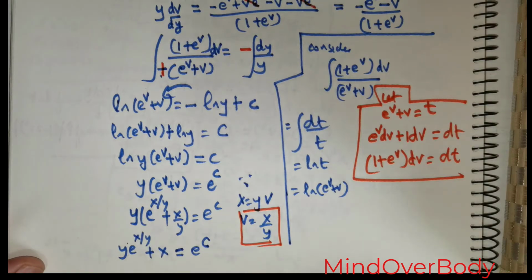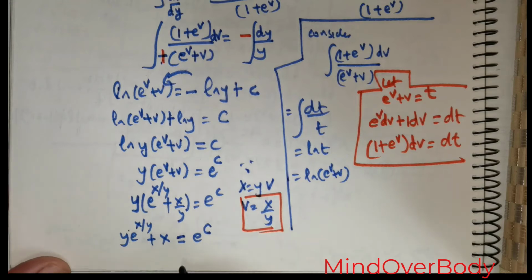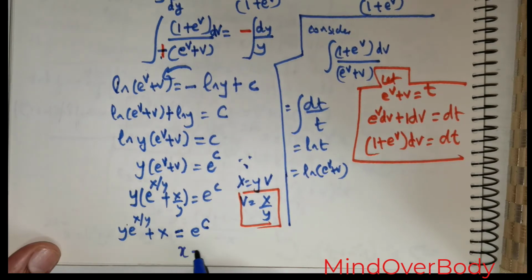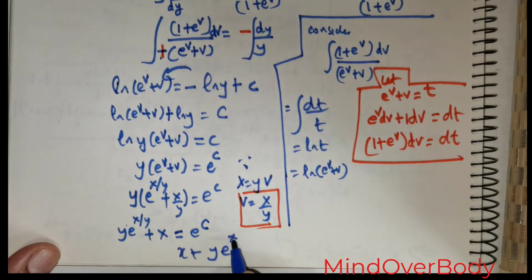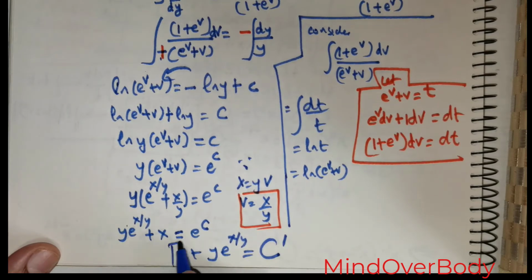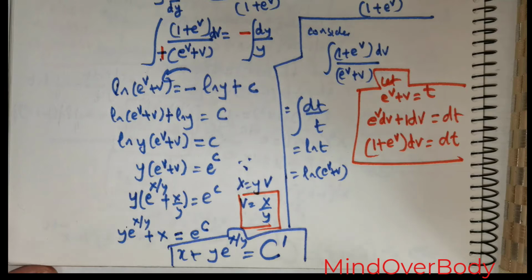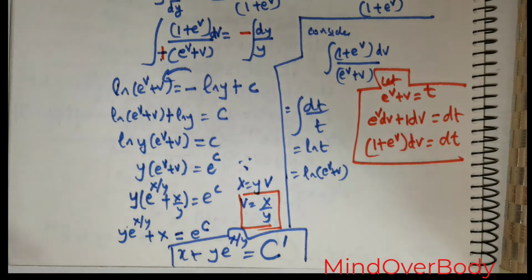Of course, based on your requirement, you can afford to stop here, or you can rewrite this as the following: x + y into e raised to the power of x over y is equal to capital C dash. So this is a good place to stop for this solution.